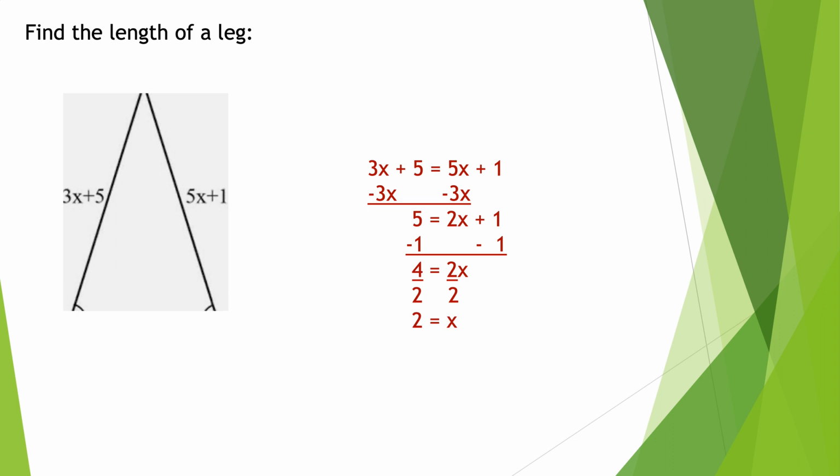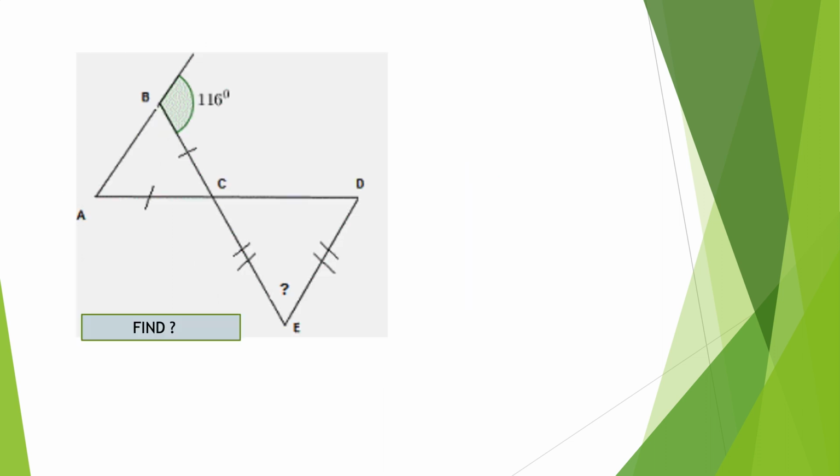Okay. What's the length of a leg? 3 times 2 plus 5 is 6 plus 5, which is 11. And just to show you that they're equal, the other one's 5 times 2, which is 10, plus 1 is 11. So in both cases, the legs are the same, 11.